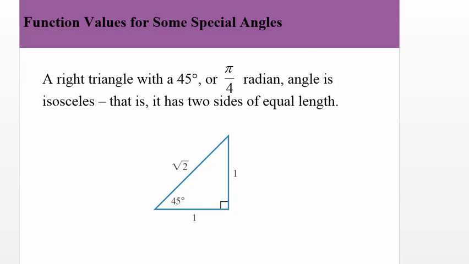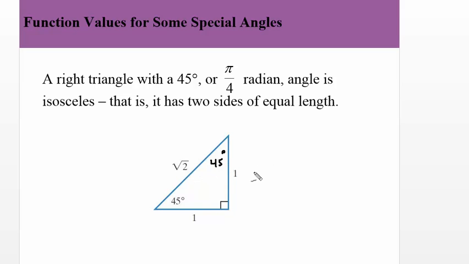All right, we have function values for some special angles now. We've talked about this in prior videos and lessons. It says a right triangle with a 45-degree or pi over 4 radian angle is isosceles. That is, the two sides have equal lengths here. So if both of these angles are congruent, the sides opposite those angles are congruent. And on any isosceles triangle, now this one has ones here, and then you would get the square root of 2 by using the Pythagorean theorem.